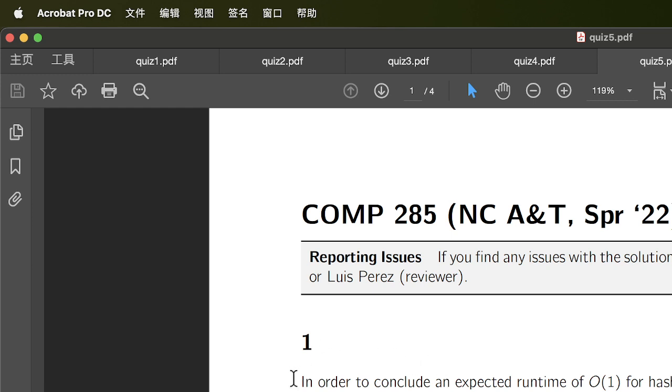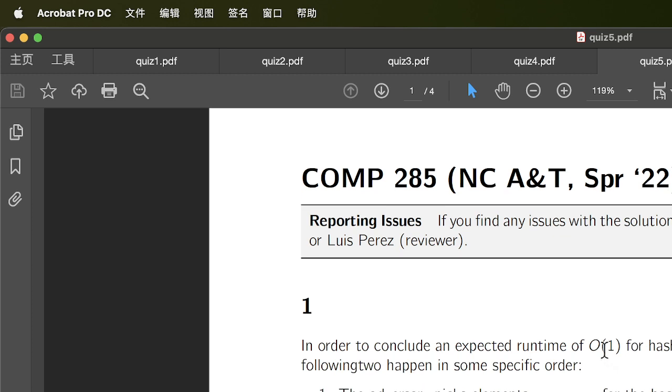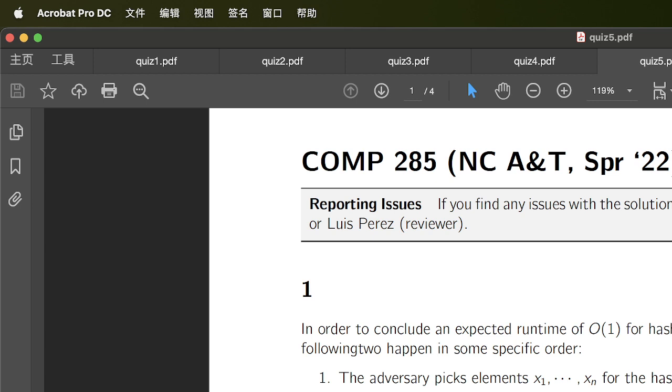The first one. In order to conclude an expected runtime of O(1) for hash table operations, we assumed the following two happen in some specific order. So it just asks us to order the two processes. The first one is pick elements, and the second one is pick hash function. So we should always pick the element first before we know what the hash function is, right?